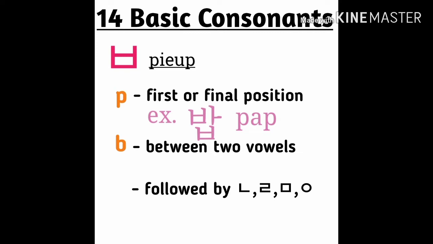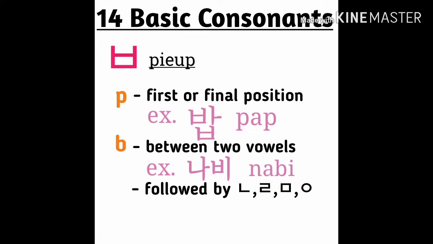Another rule, between 2 vowels, it will sound as B. Letter B. For example, this word. The piup is in the middle position or between 2 vowels. It will sound as letter B. We will read this as naB.